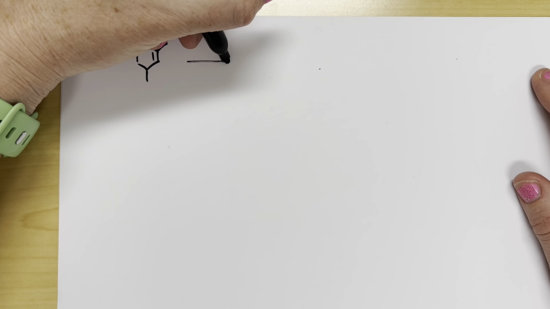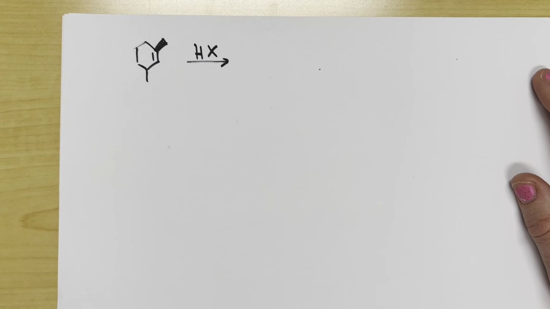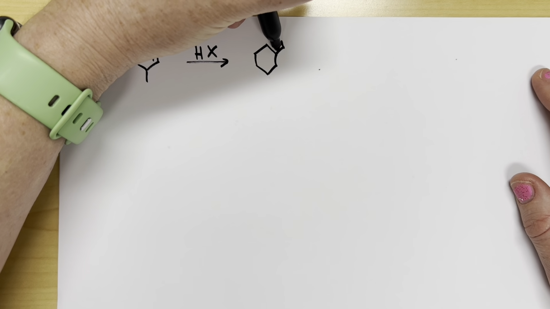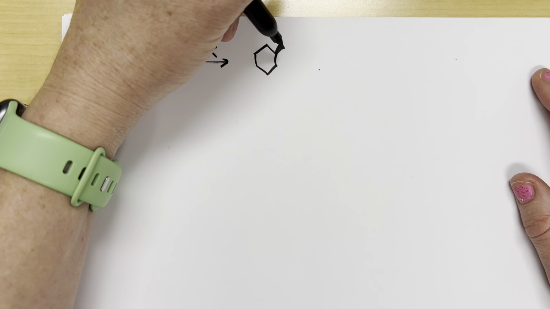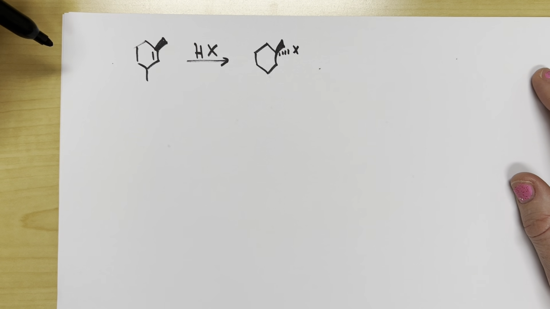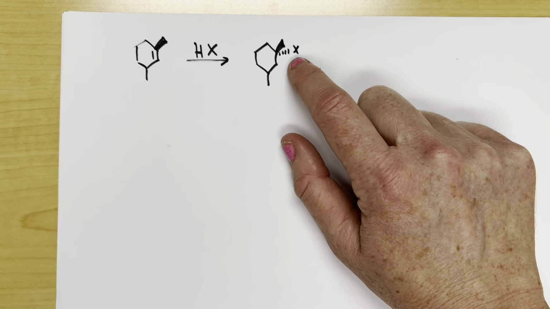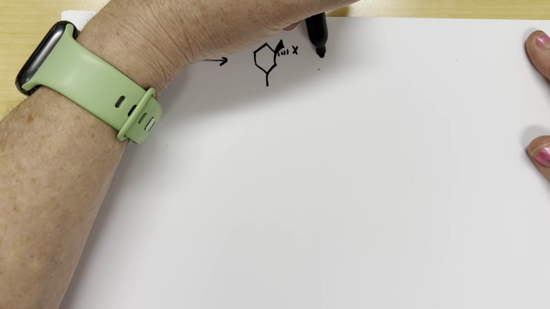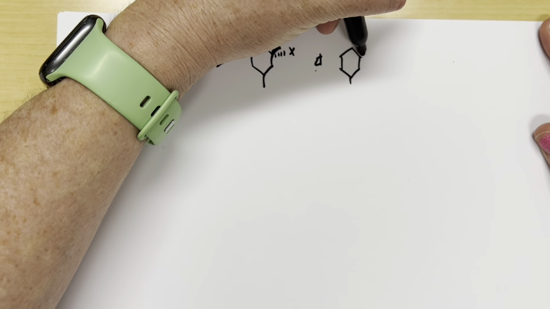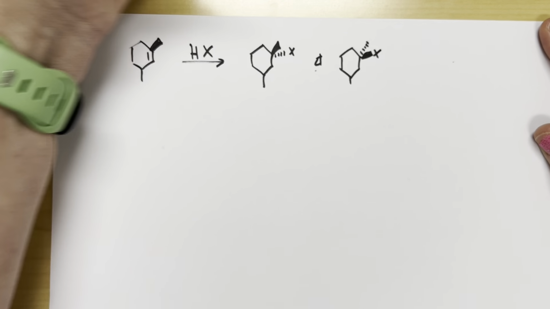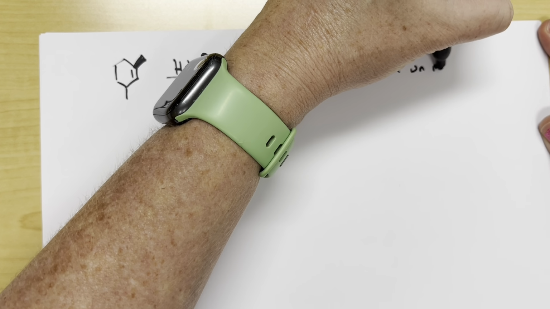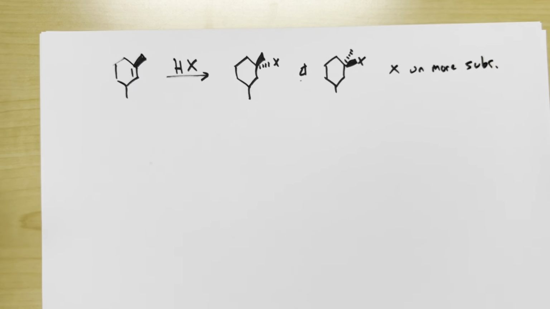So if we react this with HX, you are going to get, if this remains here, you get the X there. The X will always go on the more substituted thing. And you'll also get the inversion. Okay. So again, X on more substituted thing.